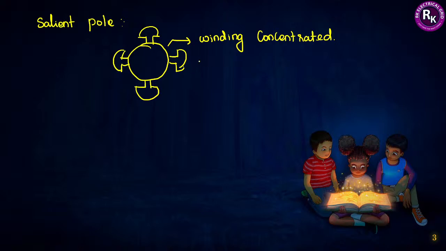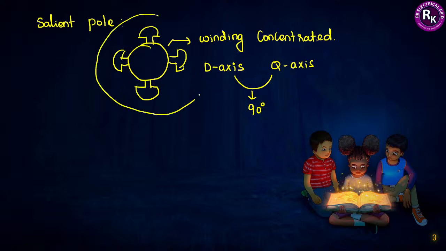And the next thing is, we know in salient pole machine we have two axes. One is called the direct axis and another one is called the quadrature axis, that is the q axis. And the phase angle difference between the direct axis and the quadrature axis is always 90°. It means they are always perpendicular to each other. And the next thing is, if you are observing the air gap in case of salient pole machine, sometimes it is minimum, sometimes it is maximum.